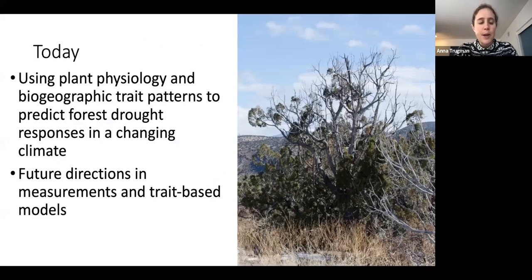And so today I'm going to break my talk into roughly two parts. The first part is using an understanding of plant physiology incorporated in trait-based models to try and predict biogeographic patterns in response to changes in water availability across the continental US. And then I'm going to talk some more about future directions in measurements and trait-based models that I see as really important moving forward.